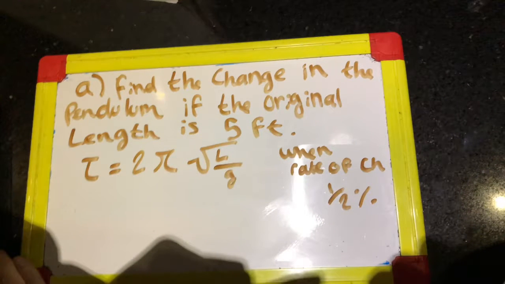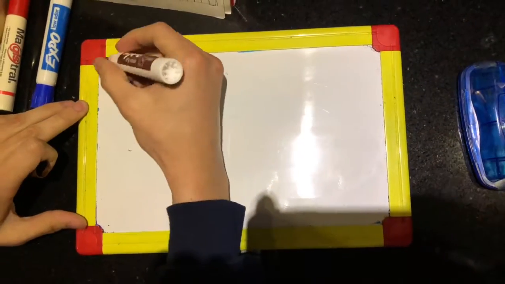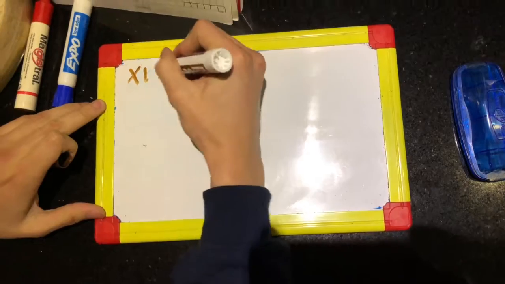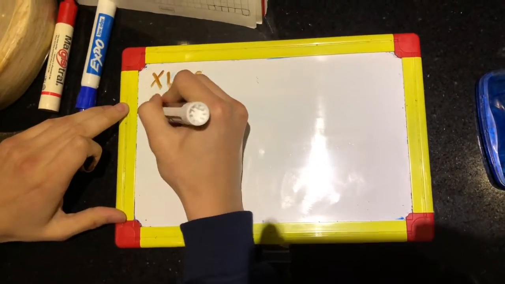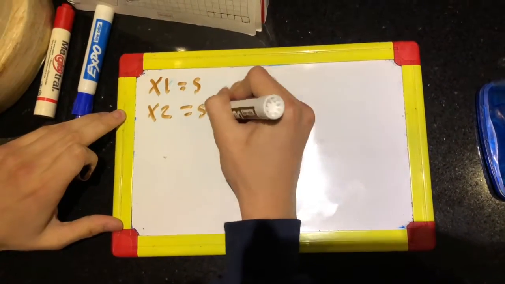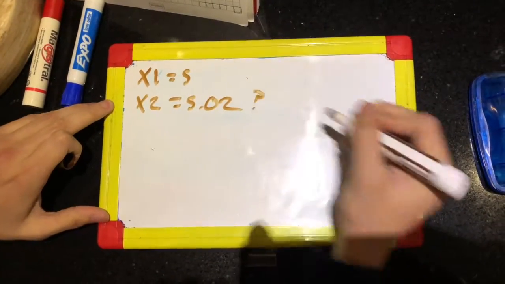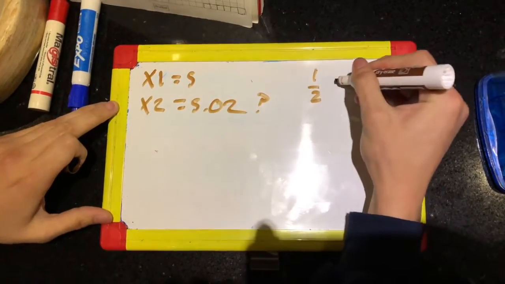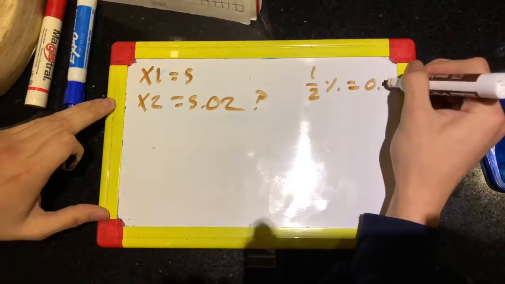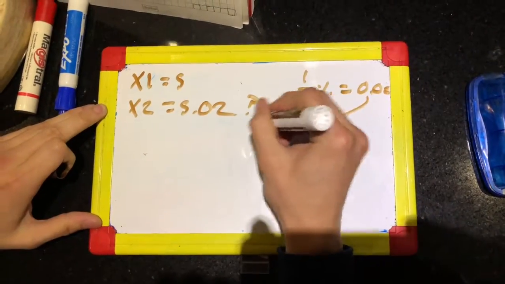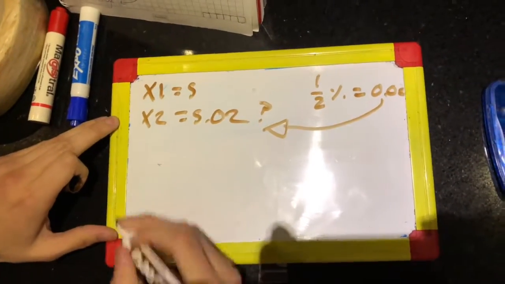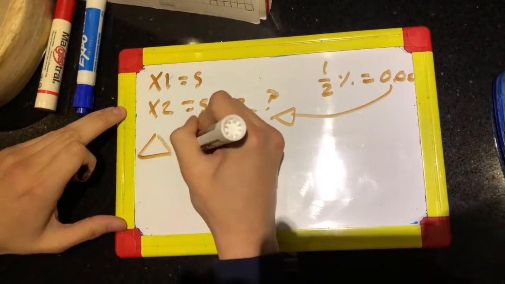Find the change in the pendulum if the original length is 5 feet. So, which we're given by the equation. We're going to start with our x1, which is 5, and our x2, which is 5.02. Why is our x2 5.02? Because 1/2% is 0.02. So we're just going to add it.